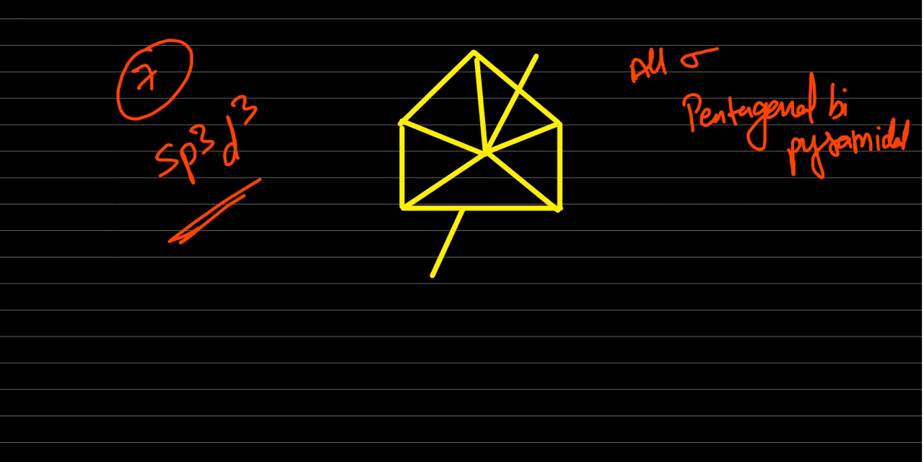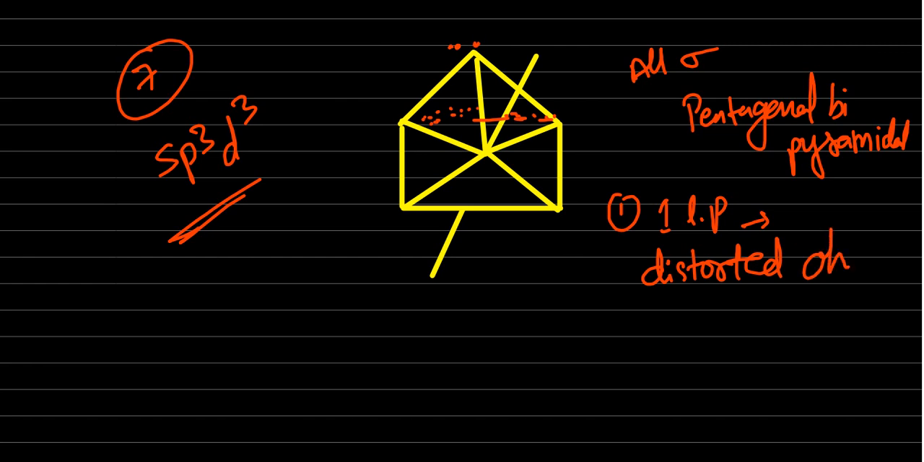Pentagonal bipyramidal. Suppose one lone pair is there. If one lone pair is there, just keep the lone pair here. Then your geometry is like this. Here is a straight line, so here there is no geometry. It looks like octahedral. Due to this lone pair, it is distorted octahedral. Okay, this much is enough.